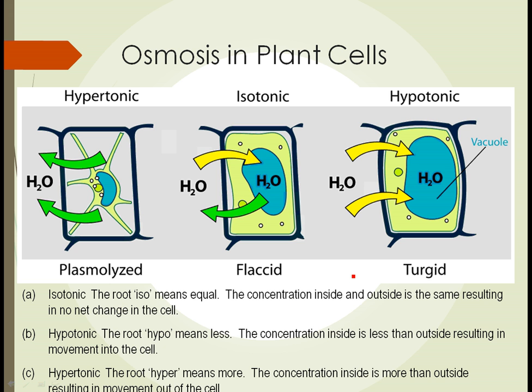And the result of all of this is that cells tend to like to be in an isotonic state and maintain an equilibrium with their surroundings when possible.